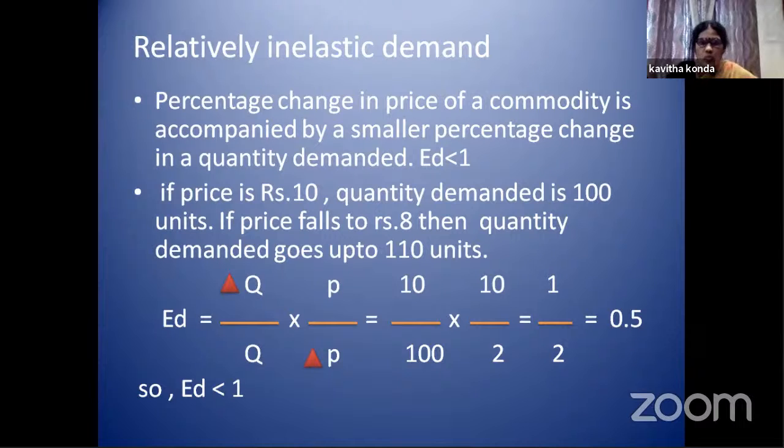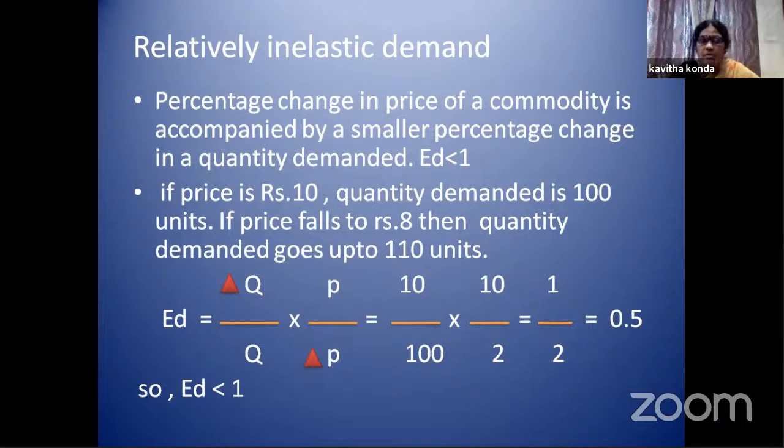ED is less than 1. Here also an example: the price is 10 rupees and the quantity demanded is 100. The price falls to 8 rupees, and quantity demanded goes to 110. Same as before, ED is equal to delta Q by Q and P by delta P, where the change in the quantity demanded is 110 minus 100, that is 10. The initial demand is 100, the original price is 10, and the change in the price is 2. So 1 by 2 is equal to 0.5.